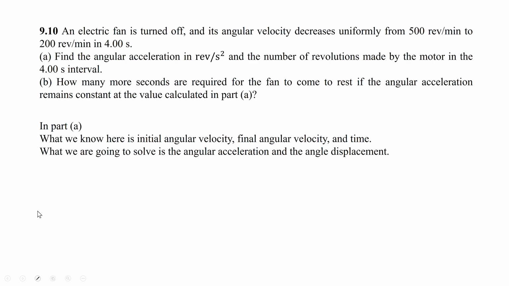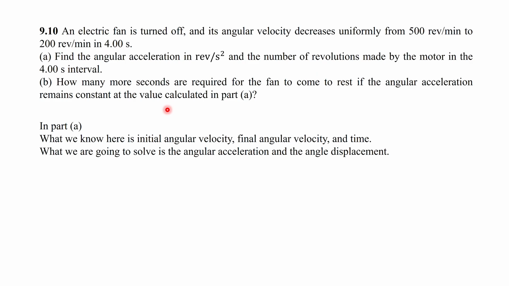The first question is talking about the acceleration, and there is an electric fan. This fan is turned off, and the angular velocity decreases uniformly. Here, the keyword is uniformly, from 500 to 200 in just 4 seconds. And we are going to find the angular acceleration in this unit, and also the number of revolutions made in just a 4-second interval.